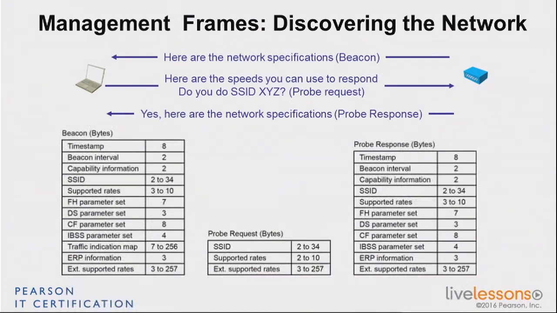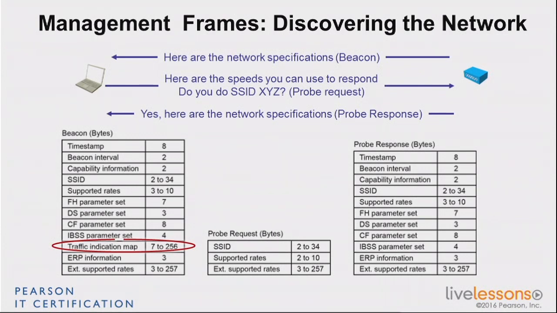So let's look at these frames more in detail. And you don't need to know all these details by heart, of course. I just show them to you to show you that there is a tiny difference between the beacon on the left and the probe response on the right. If you look at the probe request in the middle, its structure is obvious, right? You just look for the SSID, and then you tell the speed at which you can be receiving the response. But if you look at the beacon and the probe response, you see it's almost identical in structure, except there is one thing that the beacon has that the probe response does not have. And that's what we call the TIM, traffic indication map.